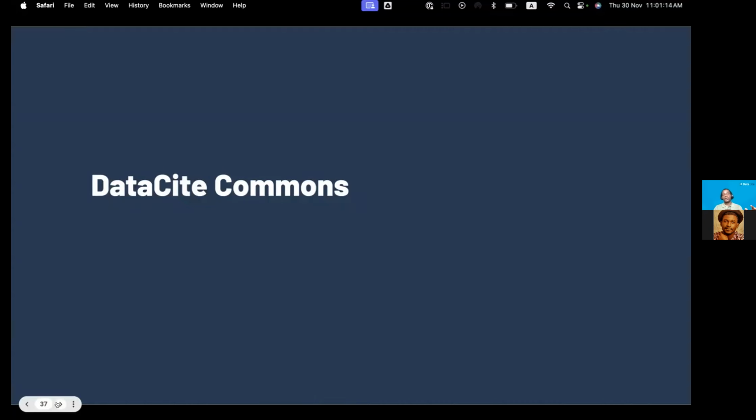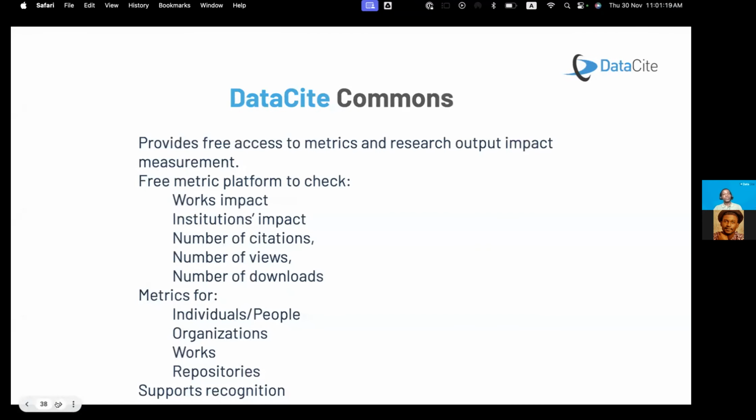It is called commons.datacite.org. When you go there, it provides free access to metrics. You don't need to go and buy an additional tool to get the impact, create reports, or generate metrics for the impact of your work. It is free. We call it DataCite Commons. Once you are using our DOI, you get free metrics to check your work's impact.